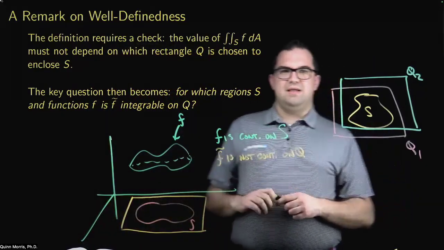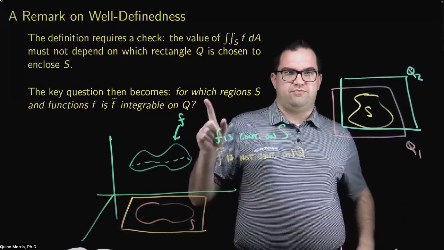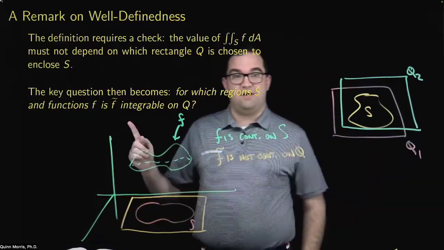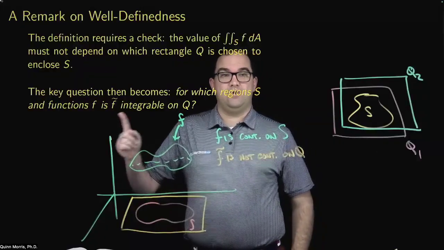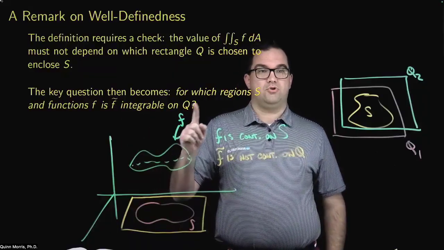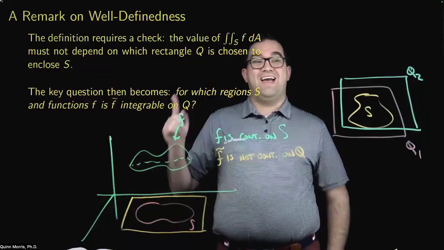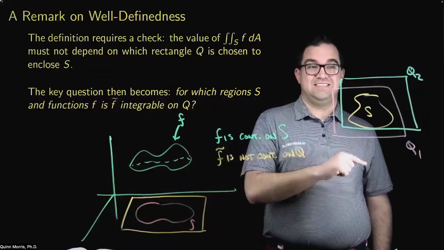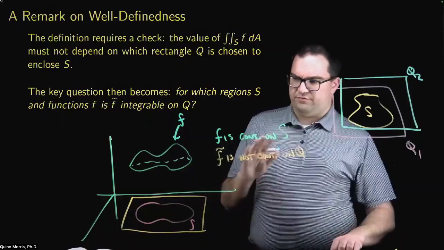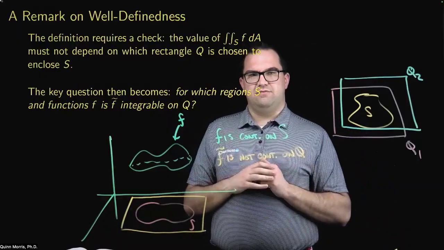So I have to be a little careful here. That's why this is very specifically phrased: for which regions S and which functions f is f tilde integrable on Q, because we need f tilde to be integrable on Q in order for f to be integrable on S. So we really need to try and make sense of what the problem is here.